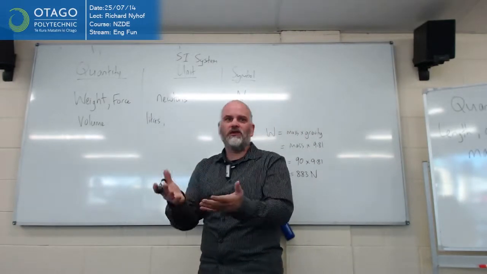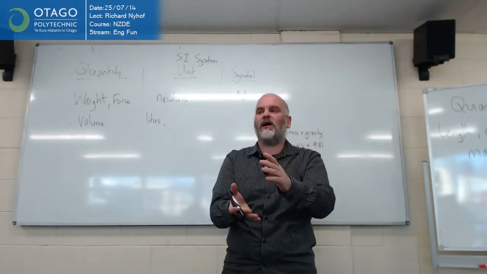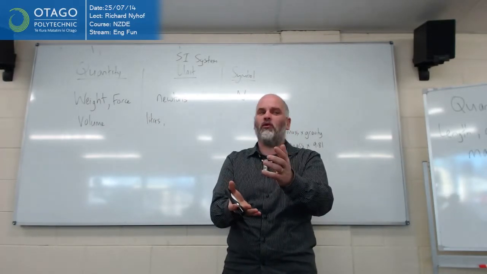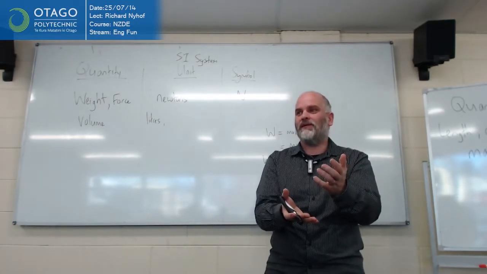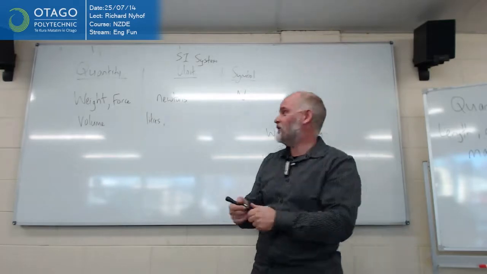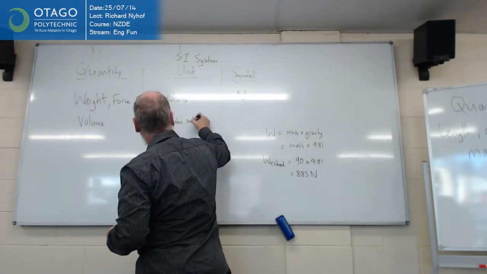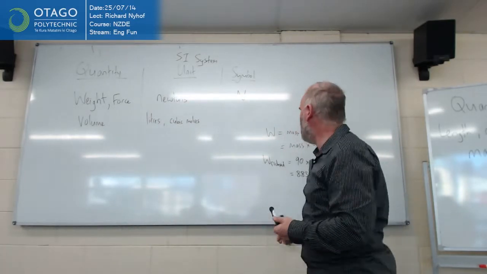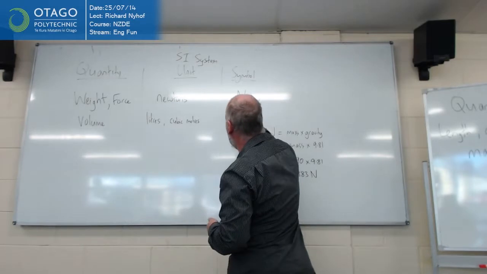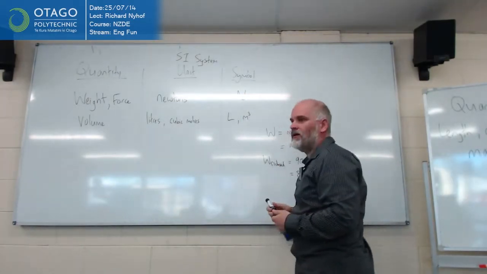If you're doing engineering and you're going to pour concrete, you don't want to say I'm going to pour this many litres of concrete. You're not going to measure your concrete in your building in litres. Cubic metres is absolutely what you want to be looking at. So litres is a capital L, and cubic metres is metres cubed.